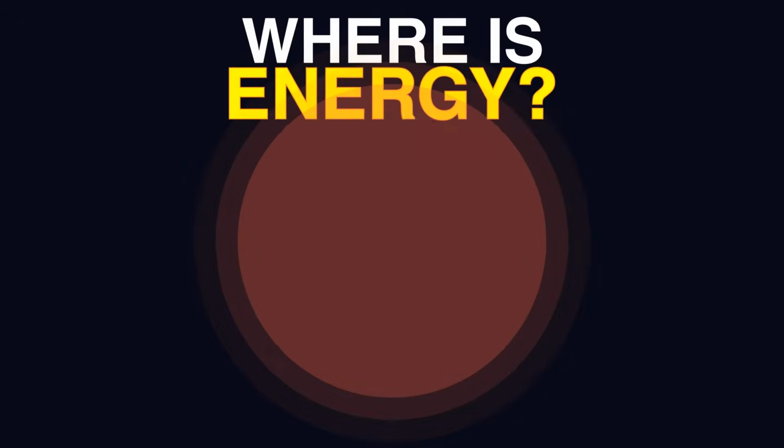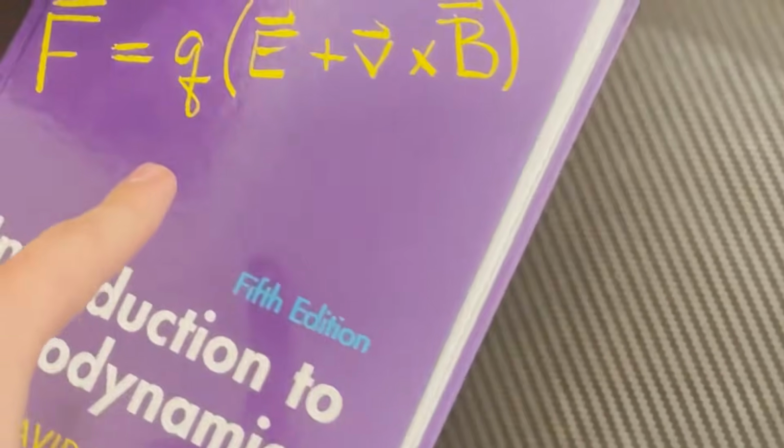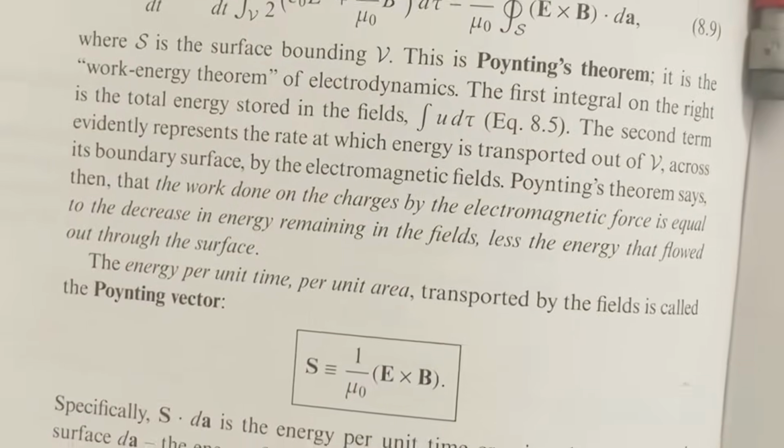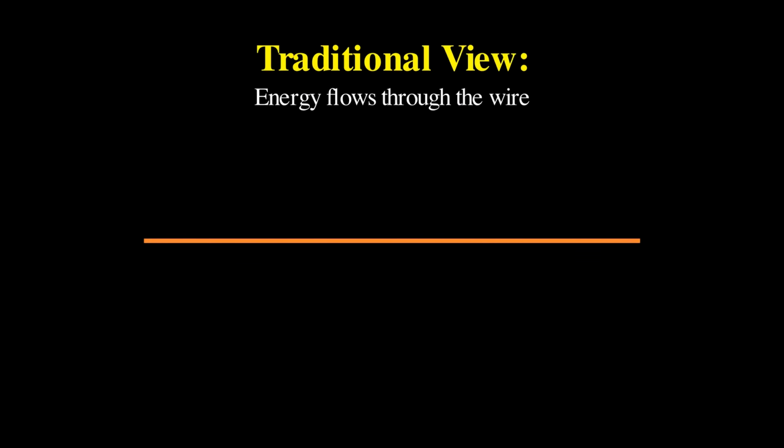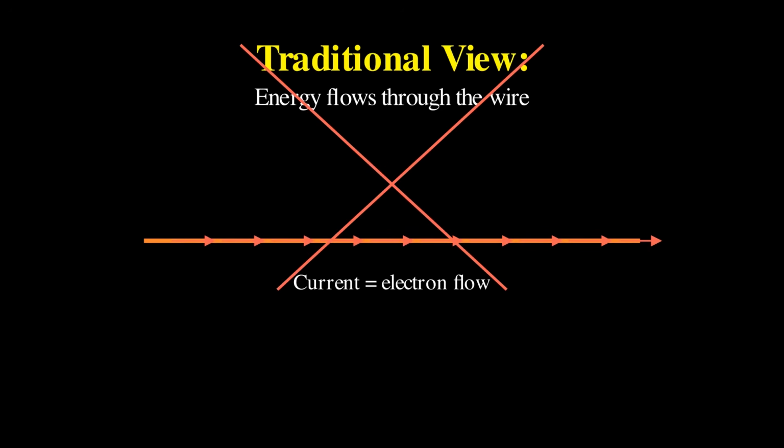Energy doesn't flow where you think it does. When I was in my electrodynamics class, working through homework, I came across an equation that looked completely routine, just another formula in Griffiths. It was the Poynting vector. At first, I treated it like everything else in the chapter, but I paused and actually read what the equation was claiming, and I realized it was saying something that doesn't match how circuits are usually taught.